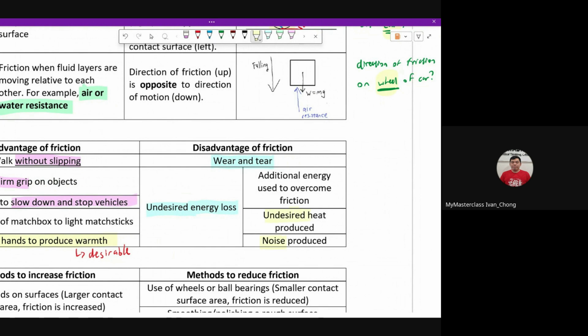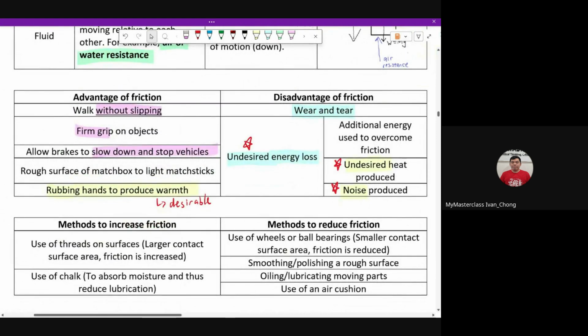Undesired is the keyword over here. Only when these are things that you don't want, then those are disadvantages. Okay, because sometimes we can make full use of friction for something good. Sometimes walking without slipping or firm grip itself can also be a disadvantage.